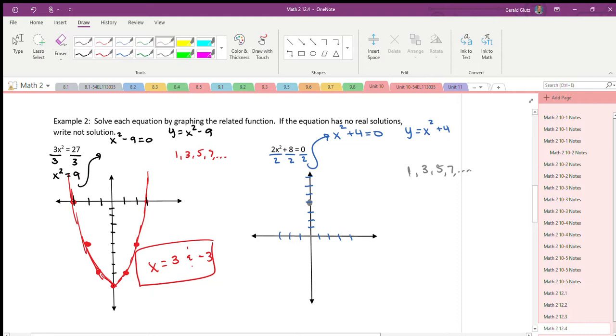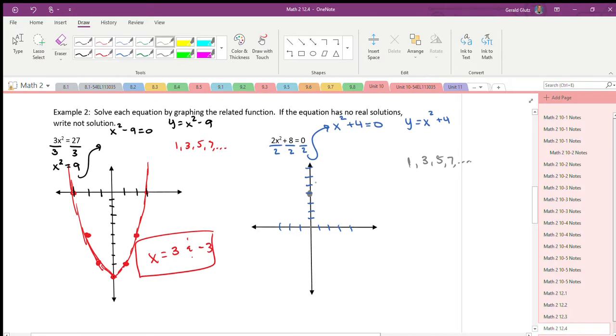So my first rate of change is going to be 1. So I go up 1, right 1. Do the same to the left. Then 3, so up 3, right 1. Up 3, left 1. I don't really have room to keep going, so that'll be good enough.